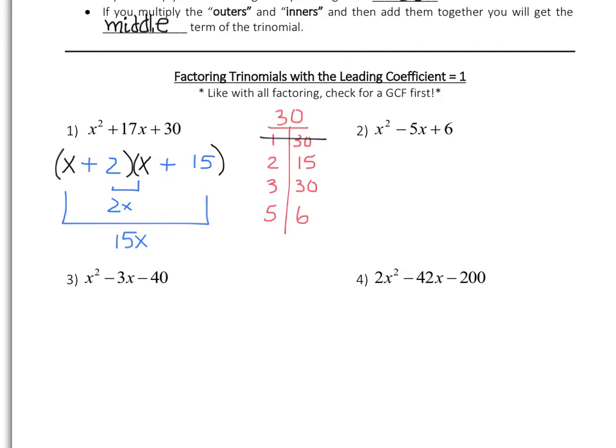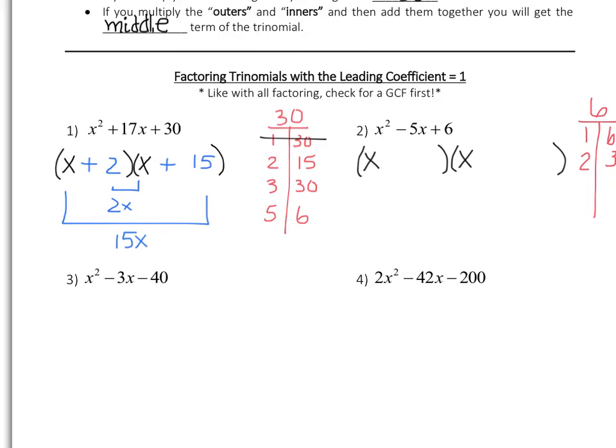X squared minus 5x plus 6. So again, we're going to reverse double distribute. So what two things are going to multiply to give me this x squared? You should be saying x and x, so these are going to go in here. And now I want to find the factors of 6, that last term, so that when I multiply these two, I'll get that. Okay, let's write down all the factors of 6. So we've got 1 and 6, and 2 and 3.